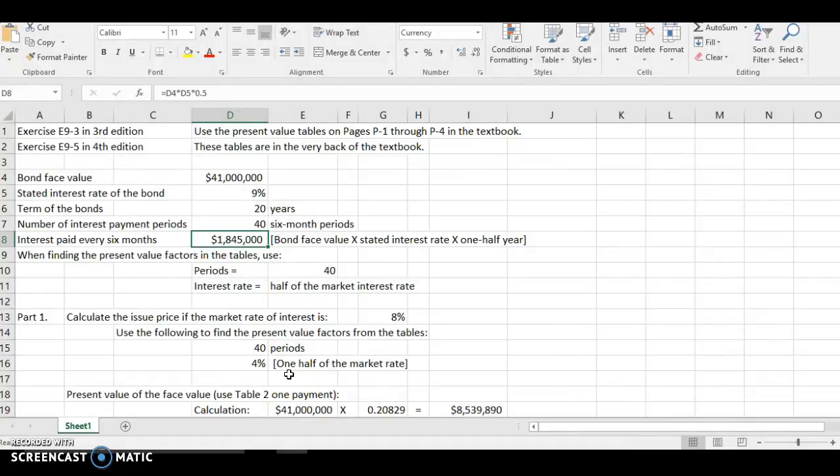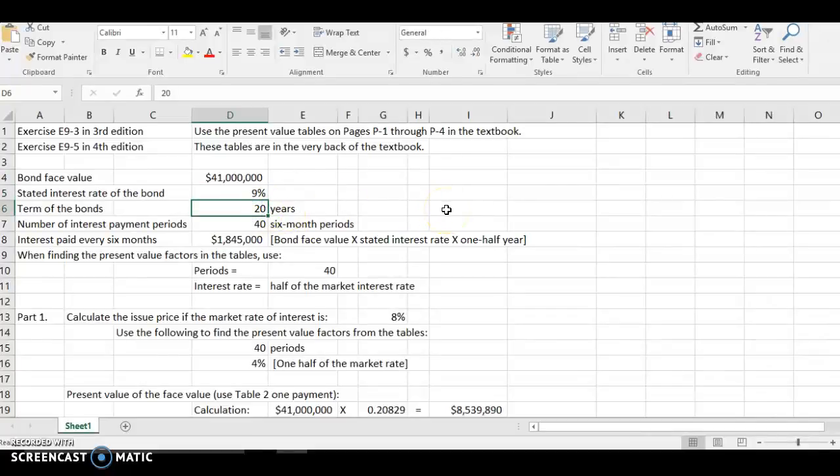And as an example I'm going to use exercise E93 in the third edition of your textbook. Also we'll need to use the present value tables on pages P1 through P4 in the textbook. Look in the very back of the textbook and you'll find those present value tables. In this example, the bond face value is $41 million. The stated rate of interest for the bond is 9%. The term of the bonds is 20 years.